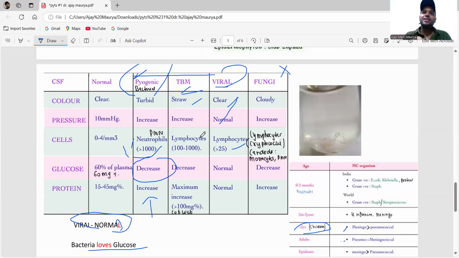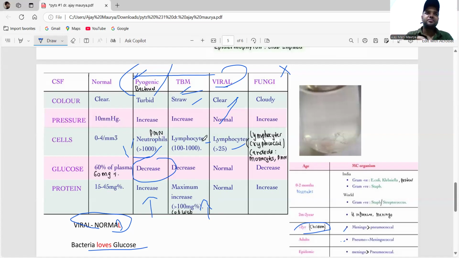See TB meningitis, guys. The lymphocytes are more. There is also a decrease in glucose. TB is also called bacterial only. One thing you have to remember in TB is there is a maximum increase in the protein. Maximum increase in the protein is seen in the case of TB meningitis, and also the cells are lymphocytes.